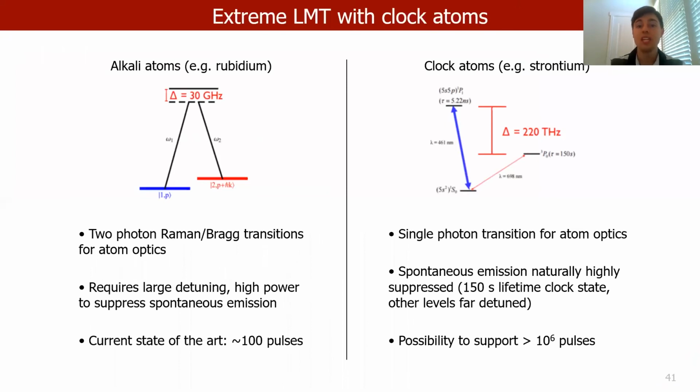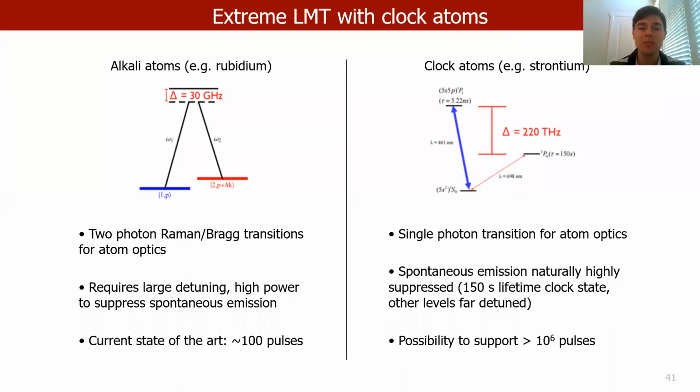Jason's group is focused on developing atom interferometry techniques for strontium and other atoms with long-lived optical transitions. Most atom interferometry experiments so far, including in our lab, have been performed with rubidium or other alkali atoms. But strontium has a number of advantages over the alkalis.